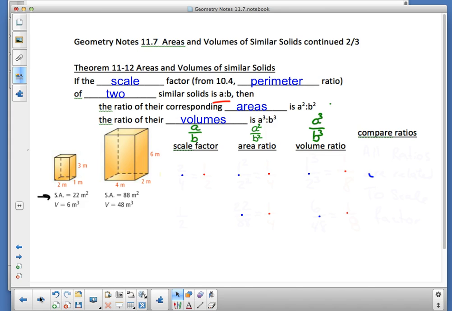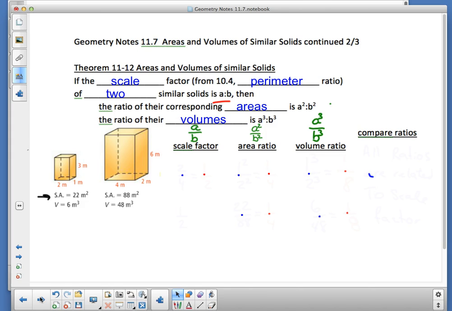If the scale factor, this is from 10.4, the perimeter ratio, of two similar solids is A to B, then the ratio of their corresponding areas is A squared to B squared. Remember, area is a squared unit, so A squared to B squared. The ratio of the volume is A cubed to B cubed. Well, volume is cubed.